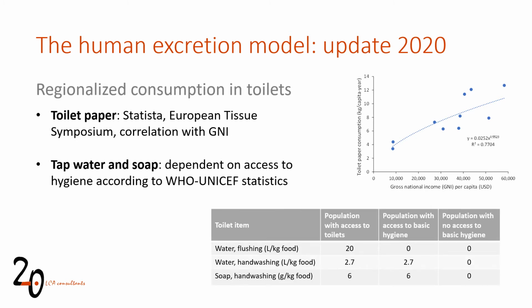Regarding tap water and soap, we make the consumption of these items dependent on the access of population to different levels of hygiene according to the WHO UNICEF statistics. So depending on whether population has access to toilets, to basic hygiene, or no access to basic hygiene, we assign the consumption of water and soap.